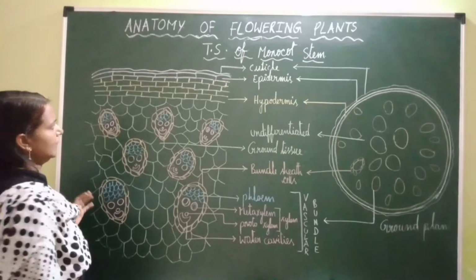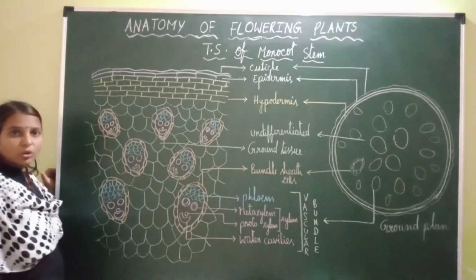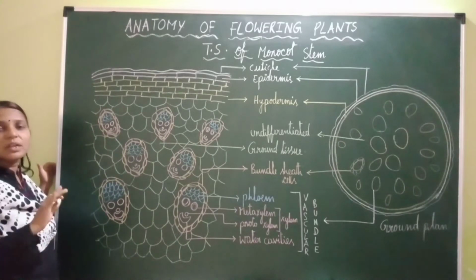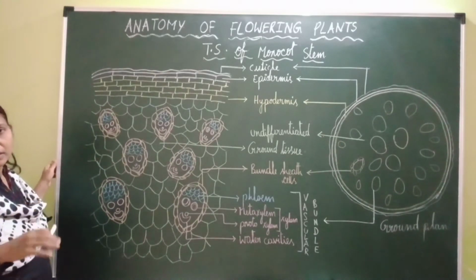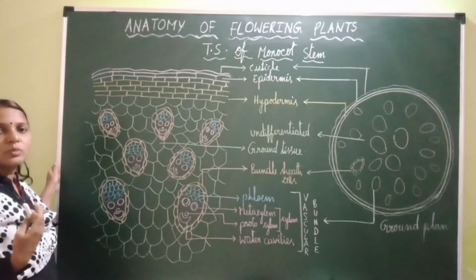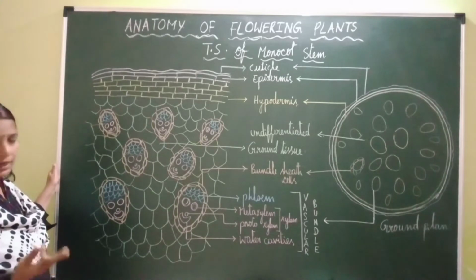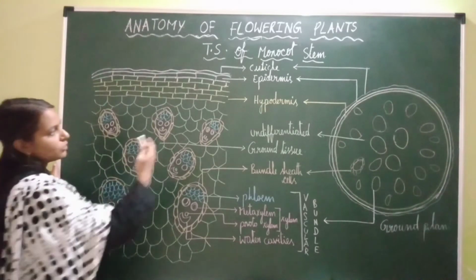Next, coming to trichomes. In case of monocot stem, epidermis is without trichomes, without extra growths. In case of dicot stem, trichomes are present on the epidermis. Here, trichomes are absent.